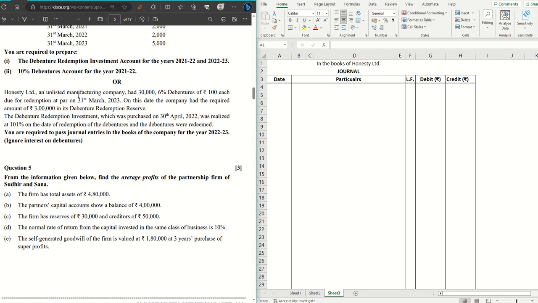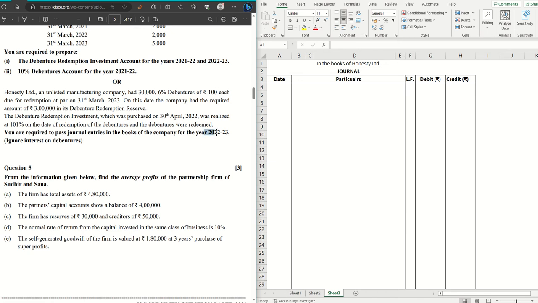Honesty Limited, an unlisted manufacturing company, had 30,000 6% debentures of rupees 100 each due for redemption at par on 31st March 2023. On this date, the company had the required amount of rupees 3 lakh in its DRR, which is Debenture Redemption Reserve. The Debenture Redemption Investment, which was purchased on 30th April 22, was realized at 101% on the date of redemption of the debentures, and the debentures were redeemed.